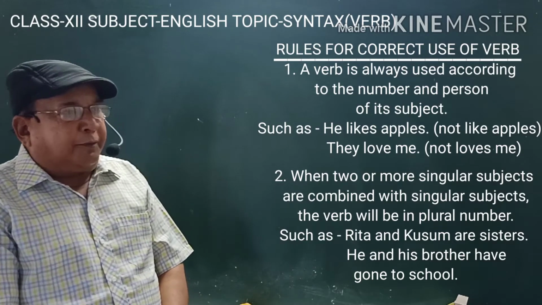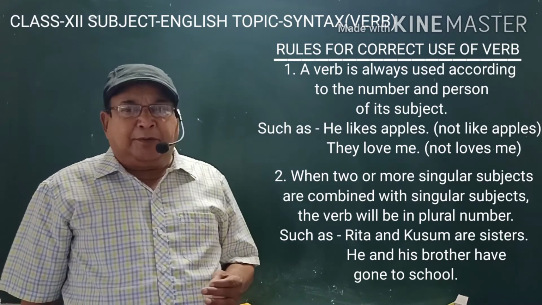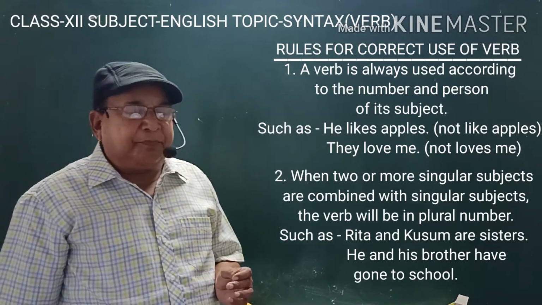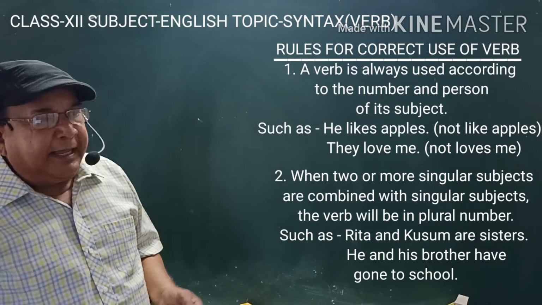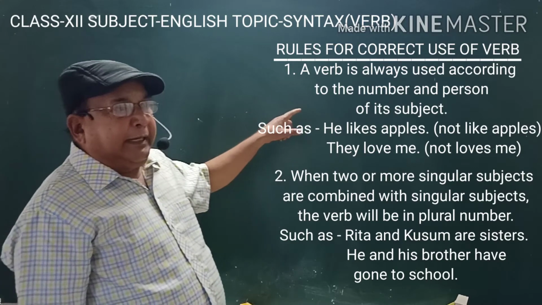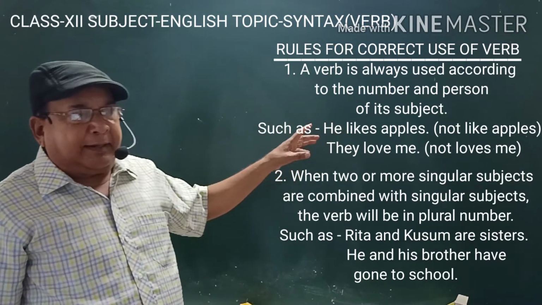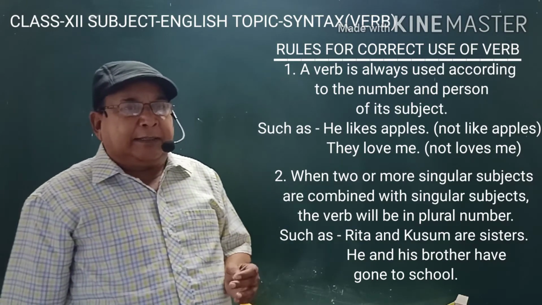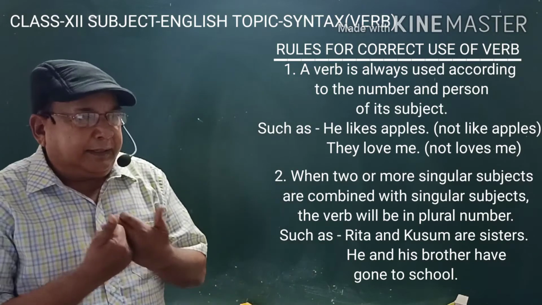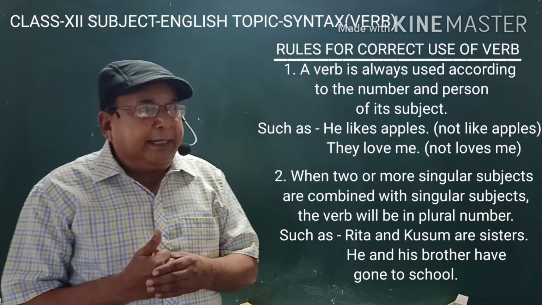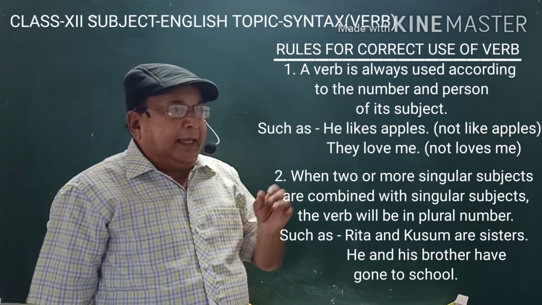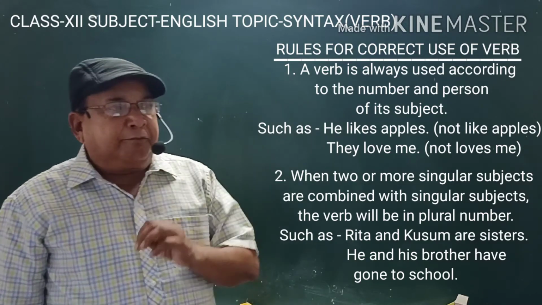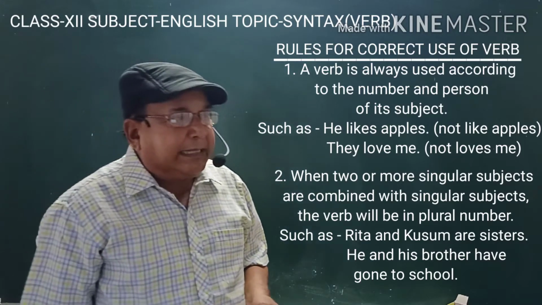After that, we switch over to the rules for correct use of verb. Now, in rules for correct use of verb, we want to express that a verb is always used according to the number and person of its subject, such as he likes apples. In this sentence, if we write he like apples, then it will be a wrong use, because singular subject will be taking s or es after its verb in present indefinite. They love me. In this case, loves will be an incorrect use because they is a plural subject.